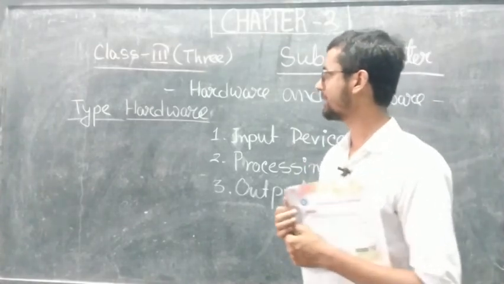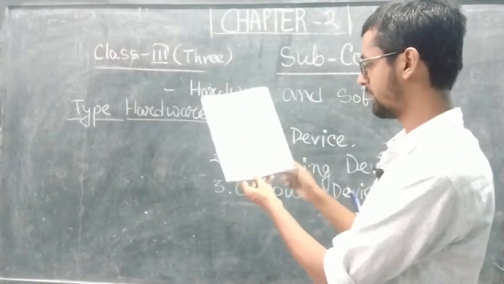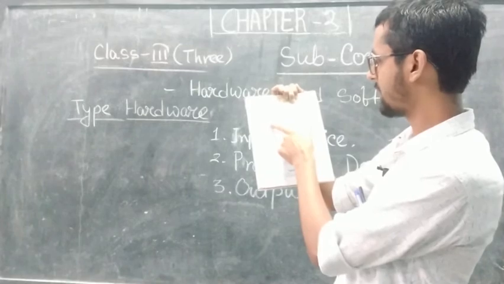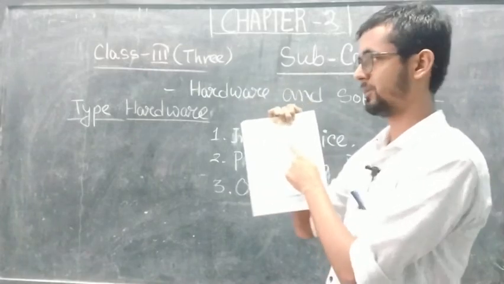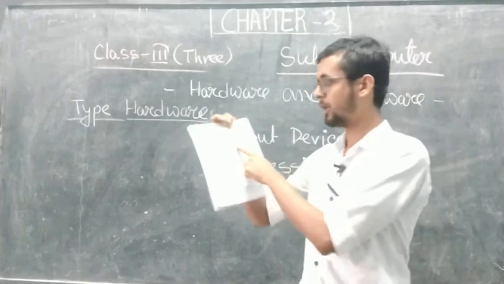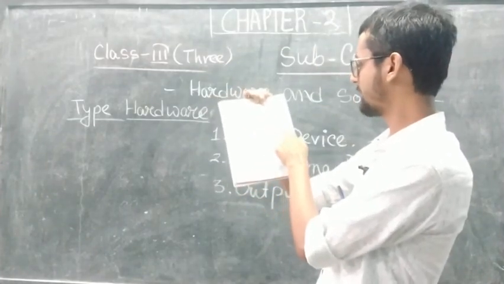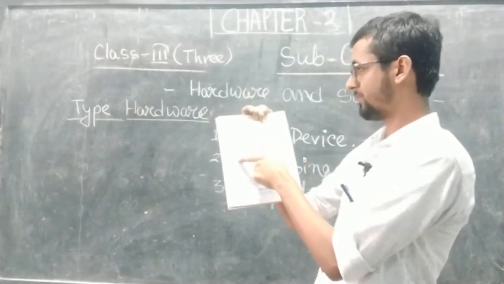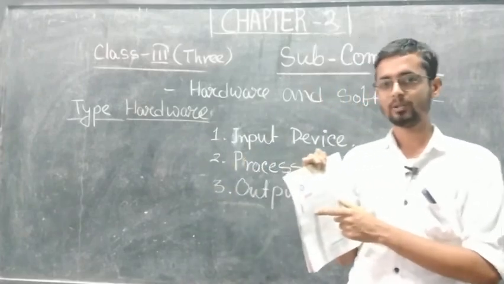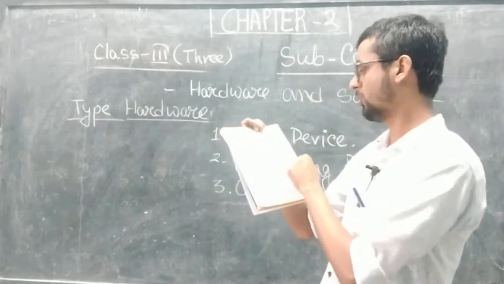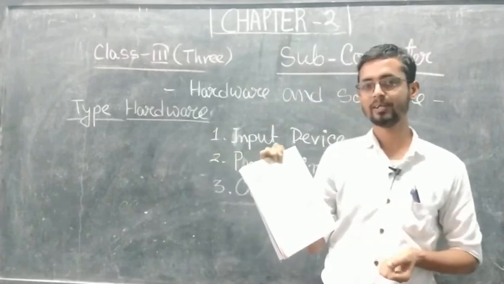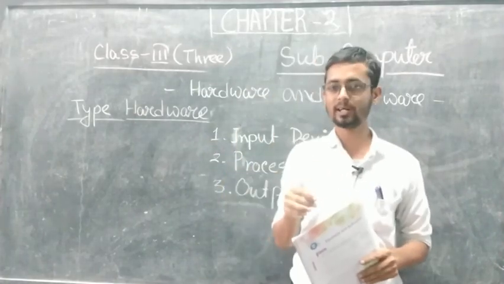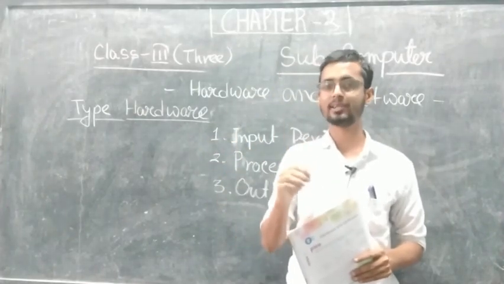If you go through your book, try to do it yourself. The first exercise: color the cloud blue for the things that you can touch. Here are TV set, music player, keyboard, cartoon show, CD, video, and camera. From these items, what we can touch, you will color blue, and what you cannot touch, you will color green. That means what we can touch are hardware, and what we cannot touch are software.